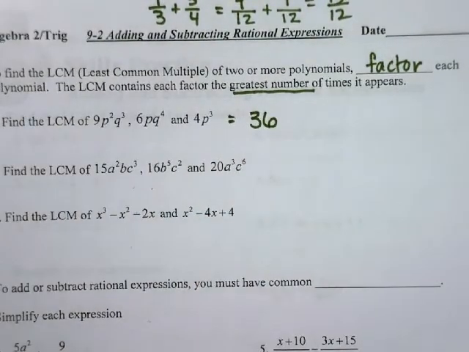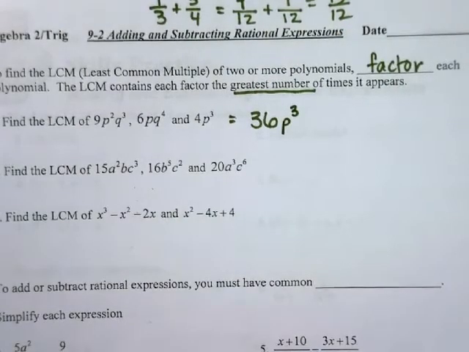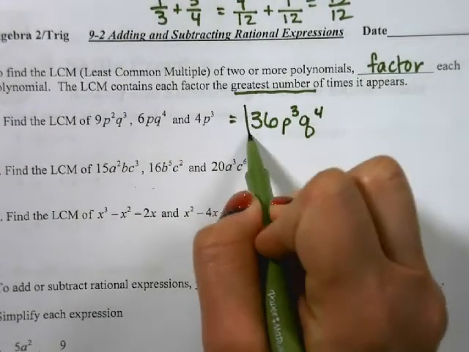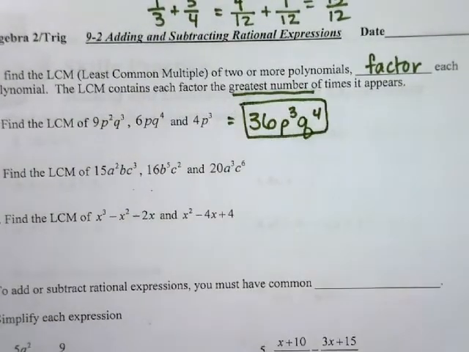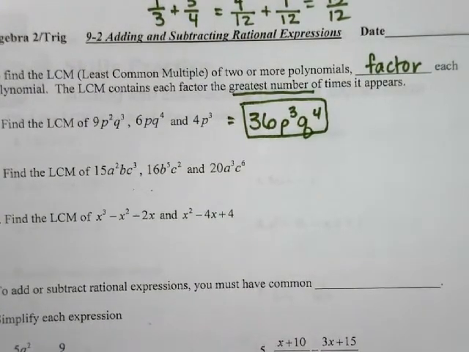Then it says each factor the greatest number of times it appears. Well, I have a p squared, a p, and a p cubed. Which one's the biggest? P to the 3rd. And then I have a q cubed and a q to the 4th. Which one's the biggest? To the 4th. So the least common multiple of those is 36p cubed q to the 4th. The trick is to think about it's a multiple, so I want the greatest number of times it appears.